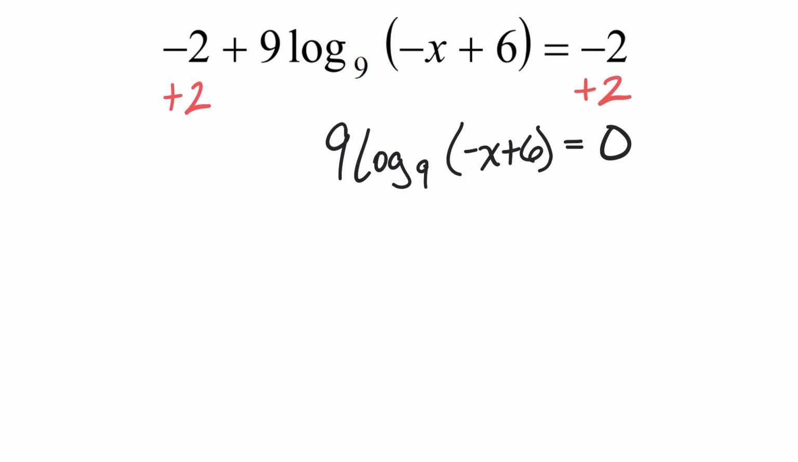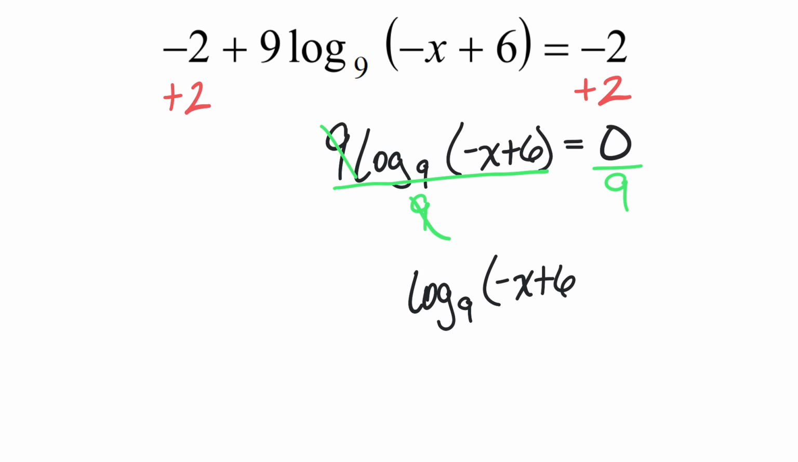So we have the 9. And again, let me just reemphasize, these are not going to cancel. It's not just the 9, it's the base 9. So this is not what we have going on here. So we are going to divide everything by 9. 0 divided by 9, of course, is 0. So we have log base 9 on negative x plus 6 equals 0.